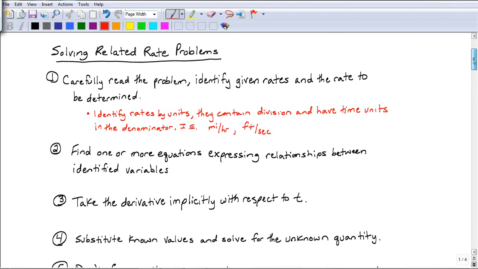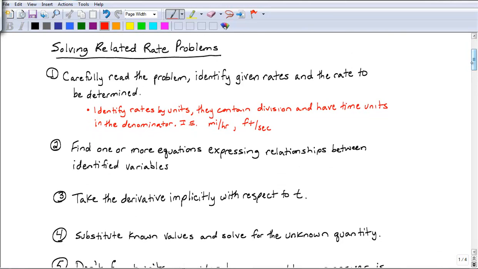And when you solve these, there's a list of steps that you can go through to help you get the right answer. The first one is carefully read the problem. That one is really important. And the trick here is to identify what rates you're given and the rate you're trying to find. And how do you know what a rate is? Well, rates usually can be found by the units.